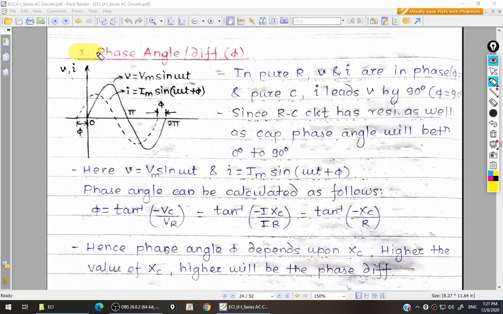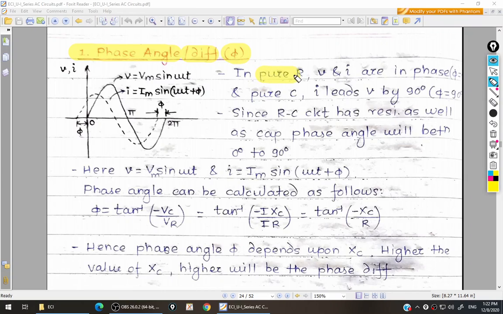So friends, now our first parameter is phase angle, or it is also called phase difference, and it is indicated by the Greek letter phi. So for calculating phase difference, first of all you have to draw the waveform of voltage and current, because phase difference is indicated in between the phasor diagram of voltage and current. So from the phasor diagram we can also draw the waveform of voltage and current.